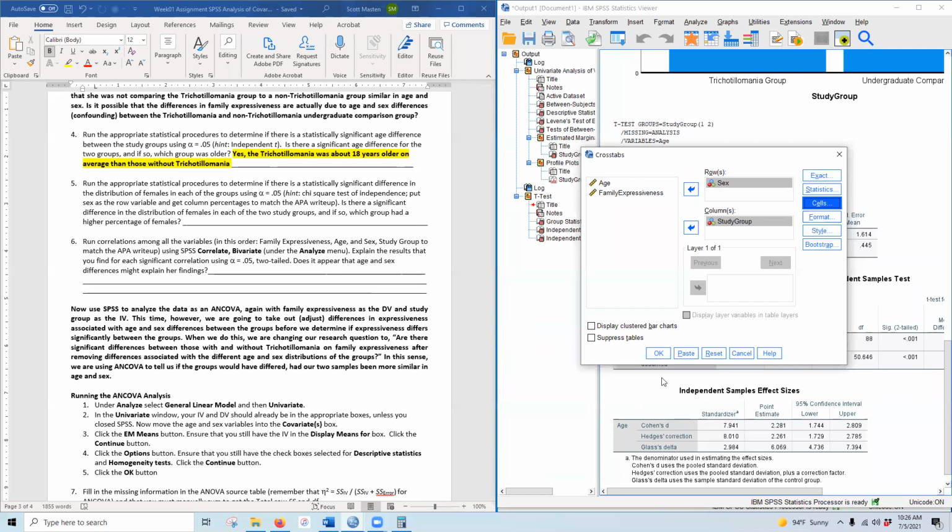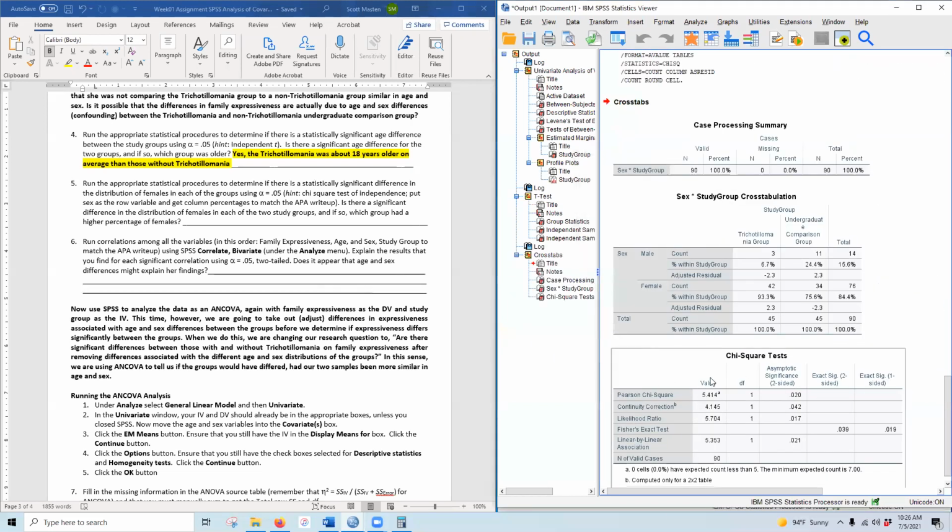Nope, I don't tell you to get a plot. You can get the plot, it doesn't hurt. I'm not going to. All right, so here we go. Now we're looking at whether the distribution of gender is independent of study group, which is an awful way of saying, is there a relationship between gender and which study group they're in?